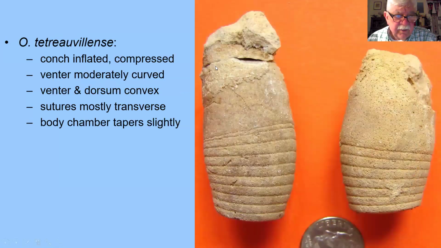Here's the only other one I'm going to use for Oncocerus, tetravalence. Conch is inflated, compressed. That means that its ventral dorsal length is greater than its lateral length. Venter is mildly curved. You can see that here. Venter and dorsum are both convex. They curve outward. Sutures are mostly transverse, and the body chamber tapers very slightly.